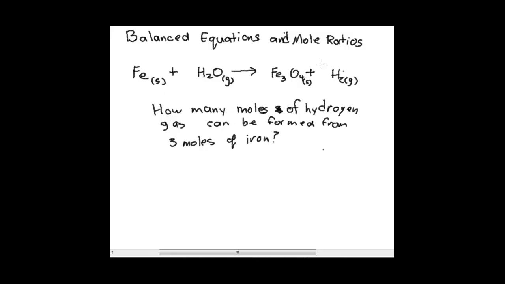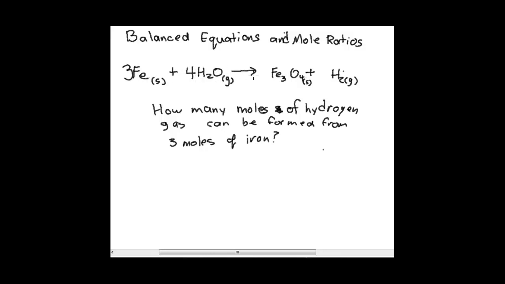Notice this equation is not balanced. So the first thing we have to do is balance it. If you look here at the iron oxide, you'll notice that there are 3 atoms of iron. Over here, there's only 1 atom of iron. So let's start by putting a 3 here and then see where we go from there. Now, the next thing we notice is that here we have 4 oxygens, and here we only have 1 oxygen. So we'll put a 4 in front.